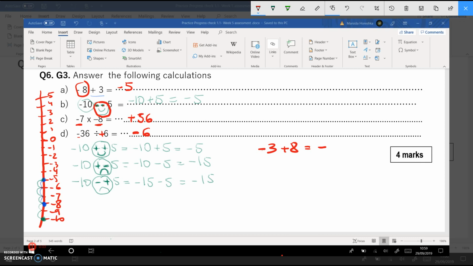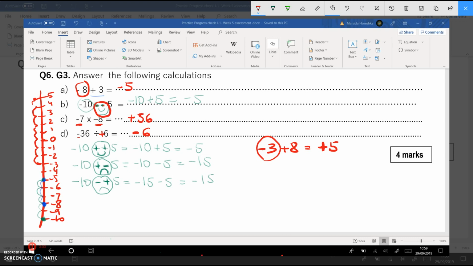No, that's not right, because if we look at this now, take the initial temperature, minus 3. So if you go to minus 3, and if you add 8, you're going to go 1, 2, 3, 4, 5, 6, 7, 8. It's going to go to 5 degrees. So the answer will be plus 5, not negative 5. So that is the difference between them two.